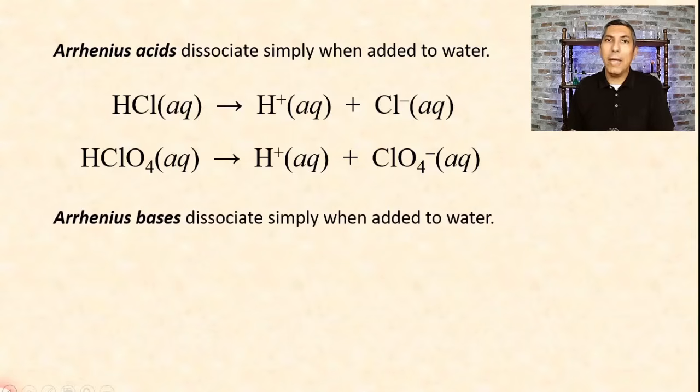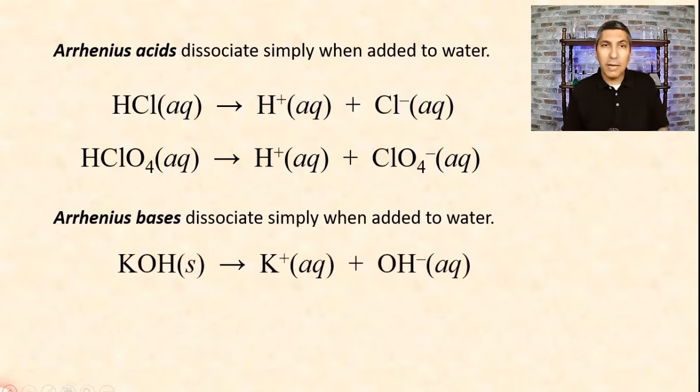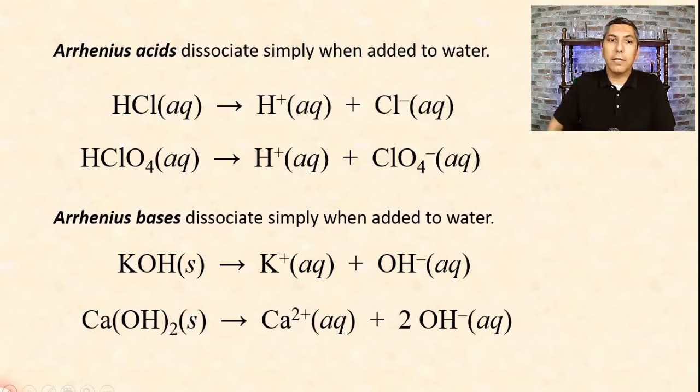Also, Arrhenius bases, those compounds that end with hydroxide, dissociate. They break apart into their ions when they're added to water. So for example, potassium hydroxide, that's a base. So it breaks apart into potassium ions and hydroxide ions. It dissociates. And by the way, that also means that if you were to run a current of electricity through there, these solutions would conduct electricity. They're strong electrolytes. And calcium hydroxide does the same thing. It breaks apart into its ions, and so we have calcium ions and we have hydroxide ions.